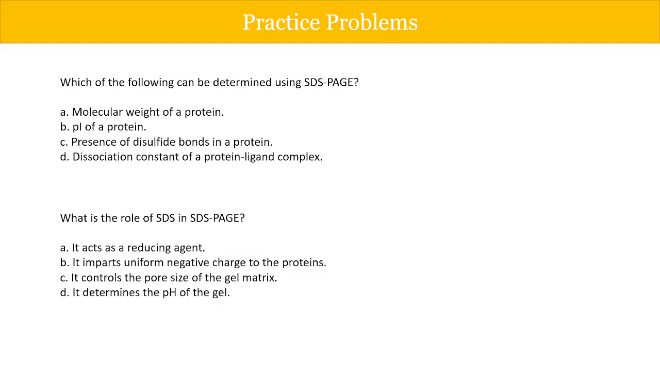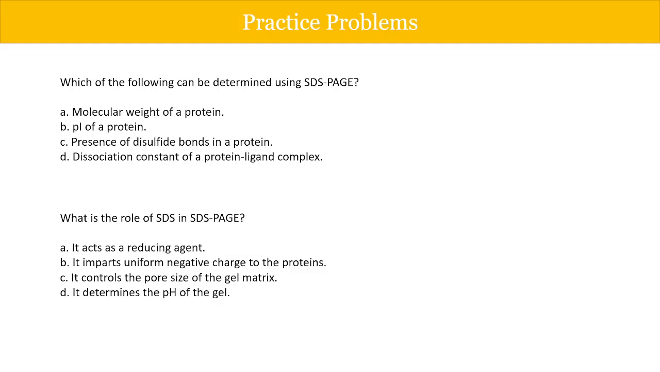You're saying D. Okay, so the molecular weight of the protein can be detected using an SDS-PAGE. The pI of the protein cannot be detected. Presence of disulfide bonds in a protein can also be detected if you're not using any reducing agent like BME, DTT, things like that, or TCEP. If you're not using those, the disulfide bonds should be able to be determined in an SDS-PAGE. And D, not possible. Dissociation constant cannot be determined at all. So A and C are correct.